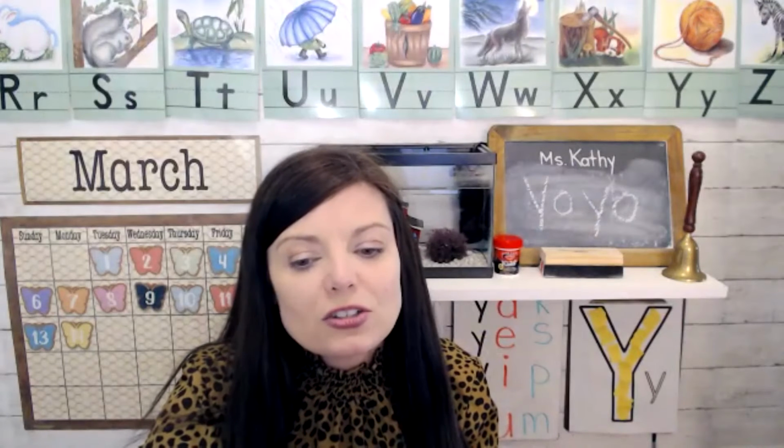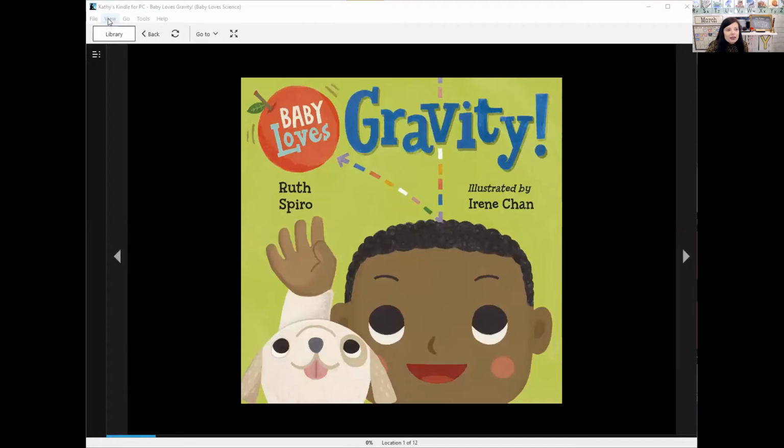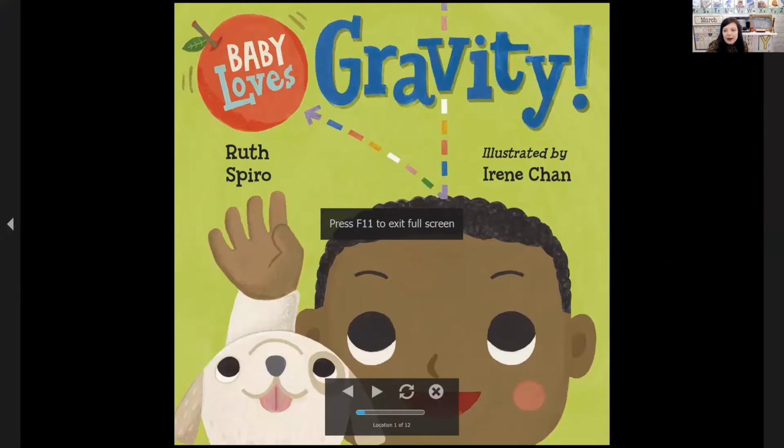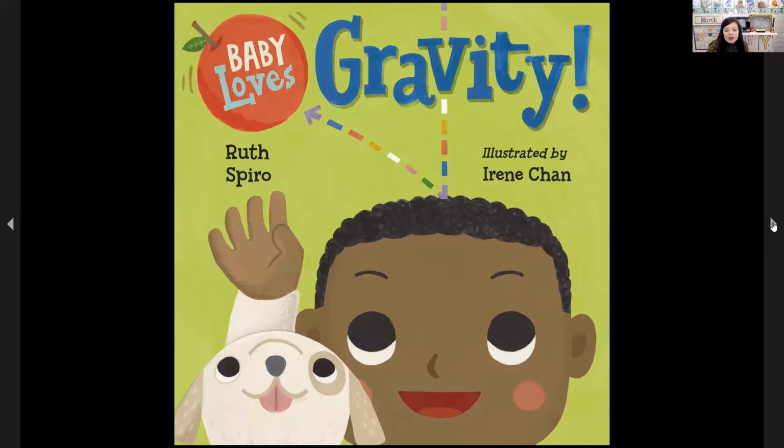And now for our story time, we read Baby Loves Gravity. This story is by Ruth Spiro, illustrated by Irene Chan. And why don't I read that? It was really short, so I'll read it to you here.